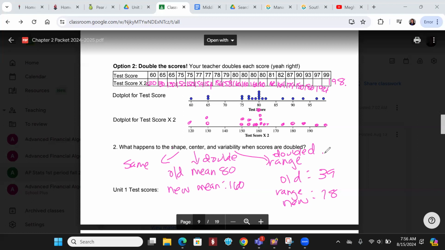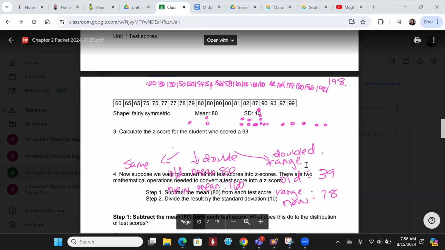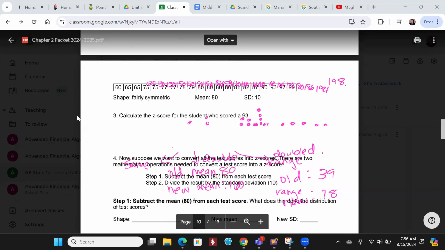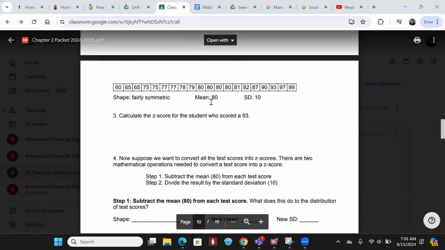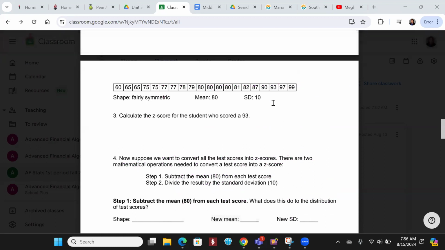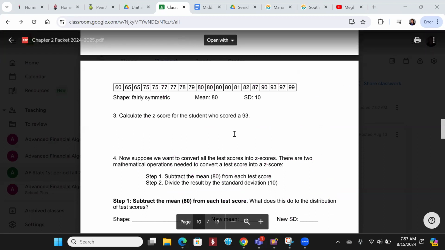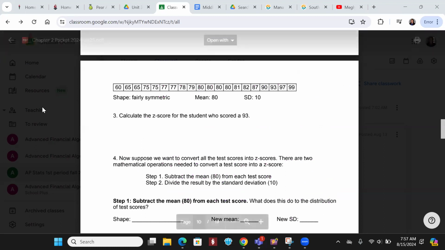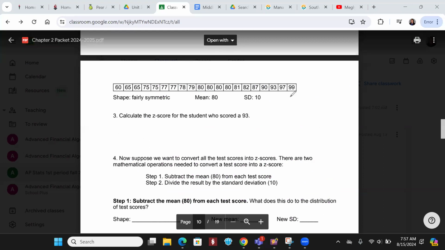Okay, go ahead and flip the page. Then flip the page. So we can see that the shape is fairly symmetric, right? The mean we already said was 80 and the standard deviation is 10. We're going to calculate the z-score for a student with a score of 93. Just a refresher, the z-score from yesterday was the value minus the mean divided by the standard deviation.